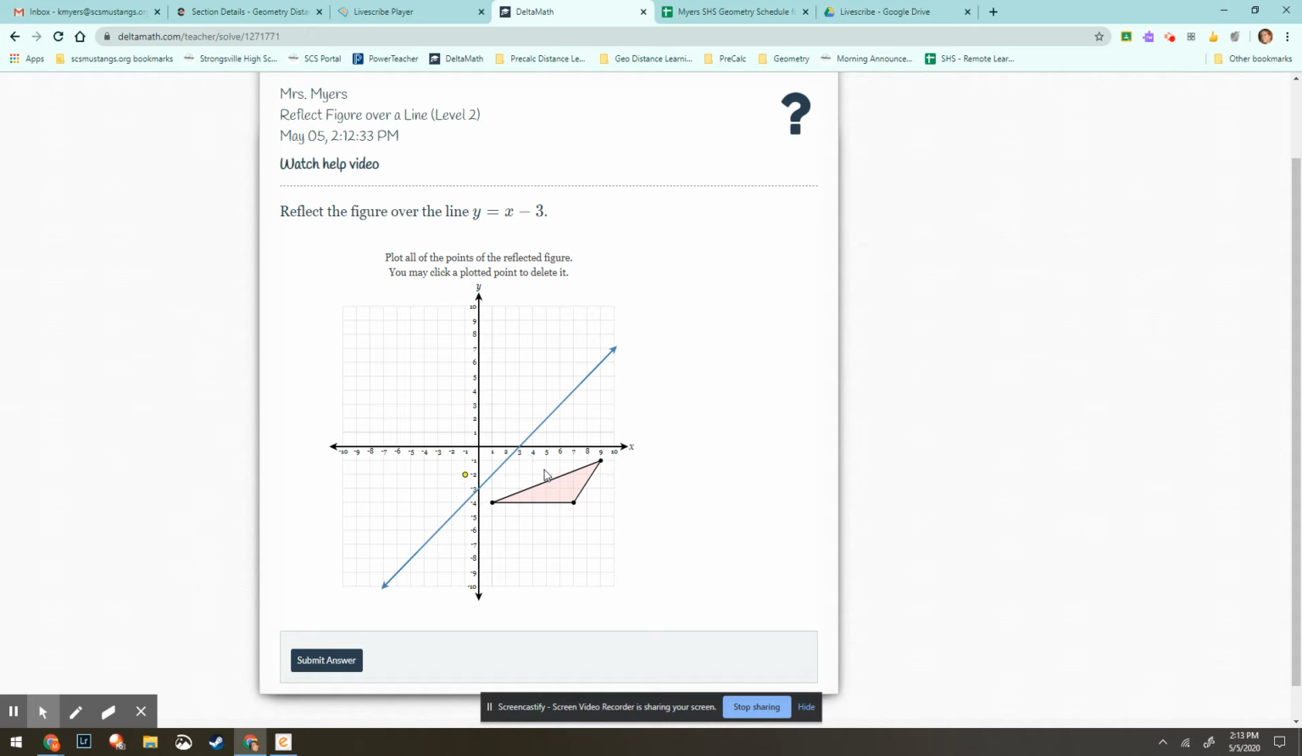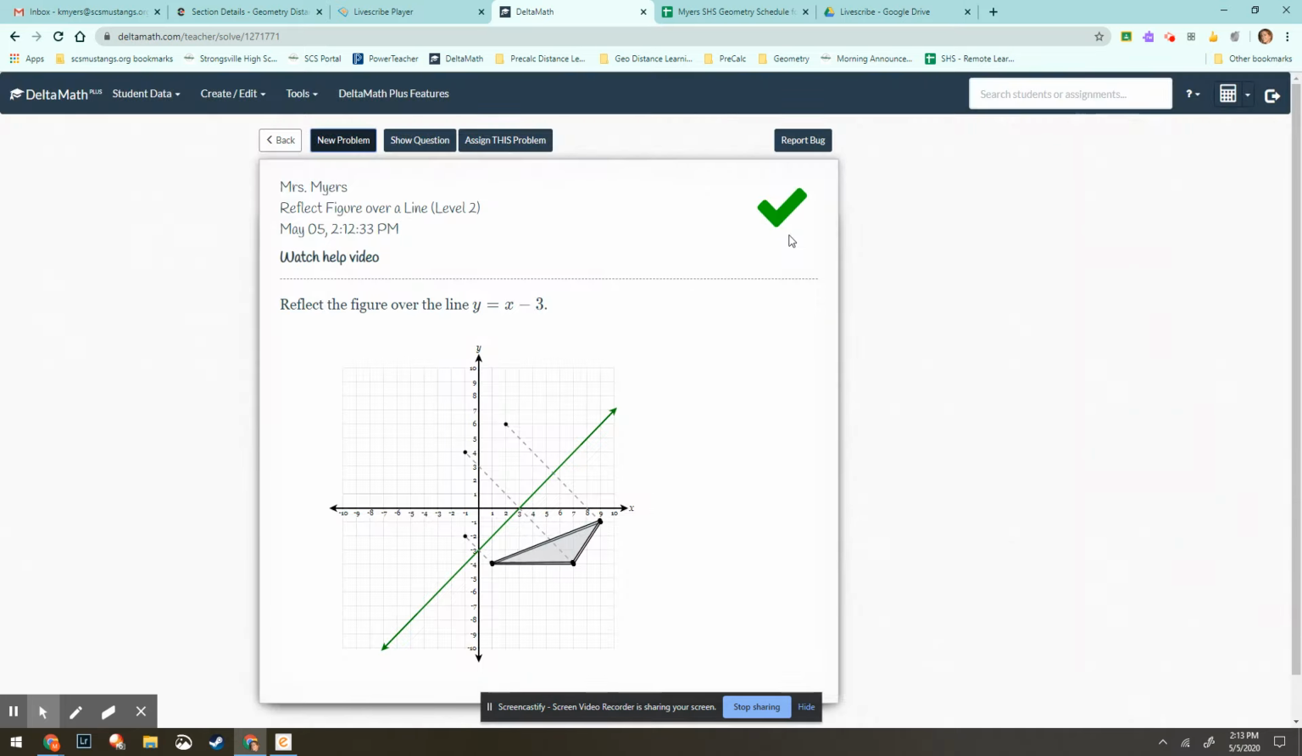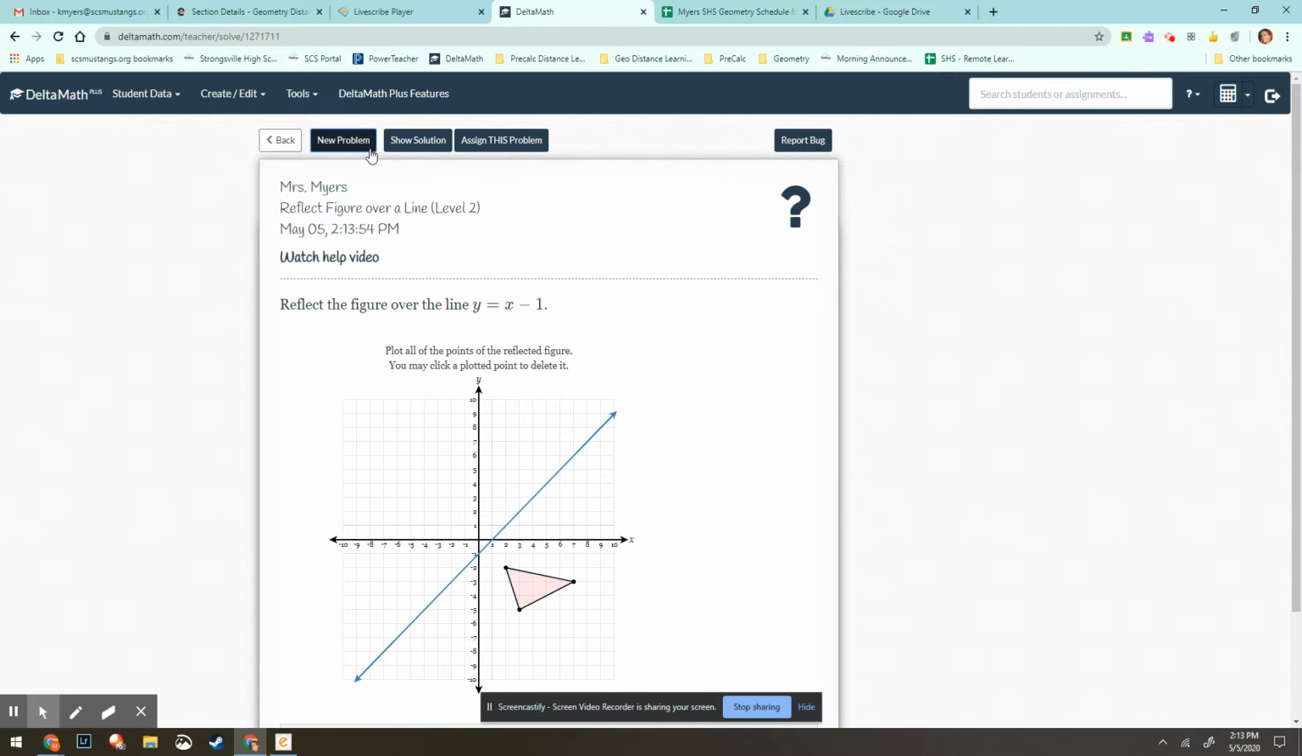So 1, 2, 3, 4 slopes to get there, so I'm going to keep going 1, 2, 3, 4. Here I'm going to go 1, 2, 3 and a half. So there's my half. 1, 2, 3. And then that's what that's going to look like when you submit it over that line. That is one way to look at it. Okay, and look, it even flips it for you. That looks pretty cool.